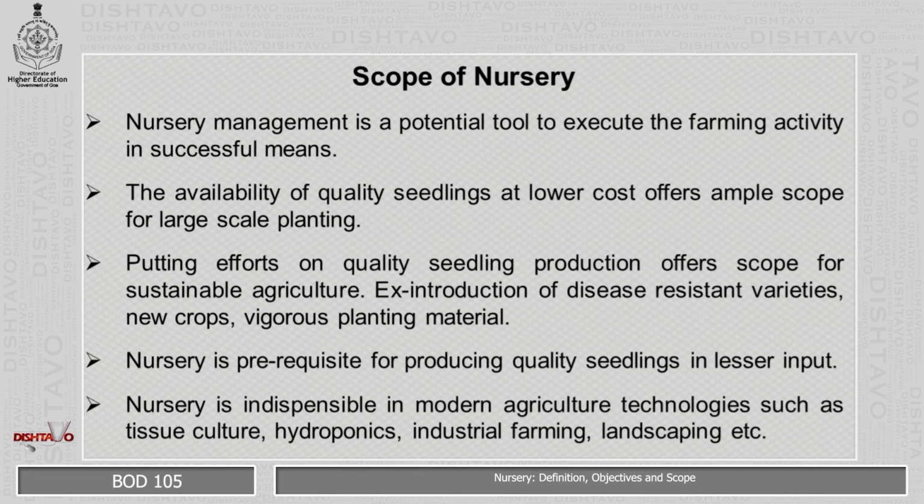Let's come to the scope of nursery. Nursery management is a potential tool to execute farming activity in a successful and more effective manner. The availability of quality seedlings at lower cost offers ample scope for large scale planting. Putting efforts on quality seedling production offers scope for sustainable agriculture. For example, introduction of disease-resistant varieties, new crops, and vigorous planting material can all be done by the management of the nursery.